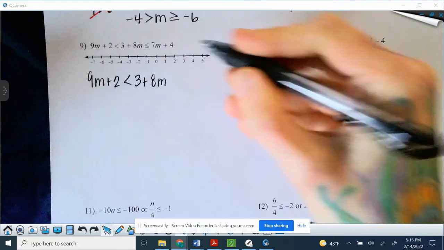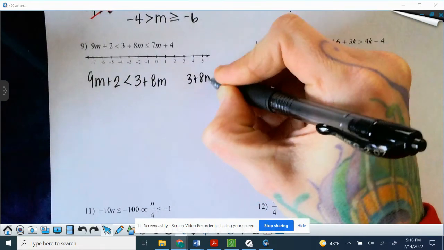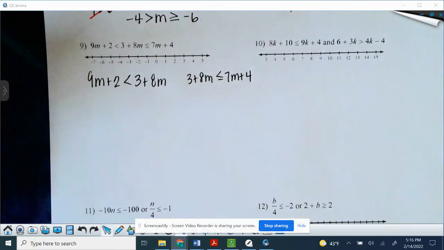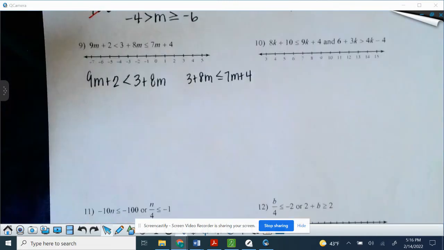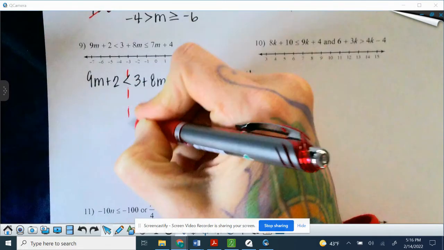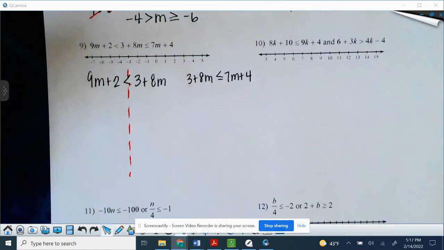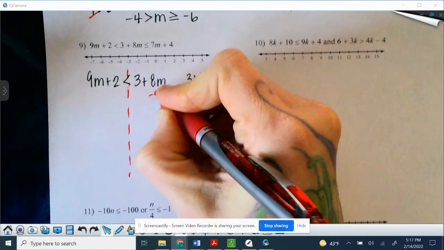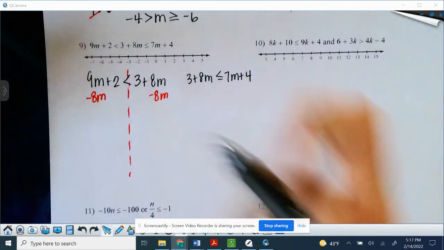So we're going to pick up here from our other one. So 3 plus 8m is less than or equal to 7m plus 4. And then we're going to solve each inequality separately, okay? So we have our line of great divide. We have to get our variables on one side and our whole number on the other. I prefer to have a positive variable, so I'm going to work towards the larger. So I'm going to subtract 8m because 9 minus 8 gives me that positive m.